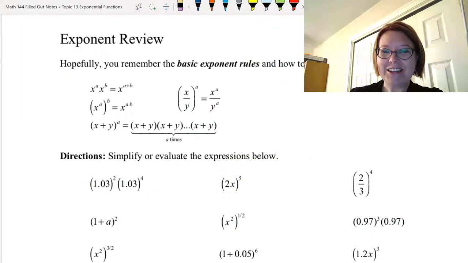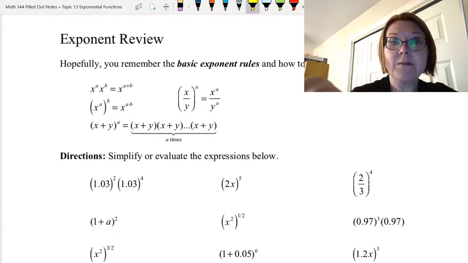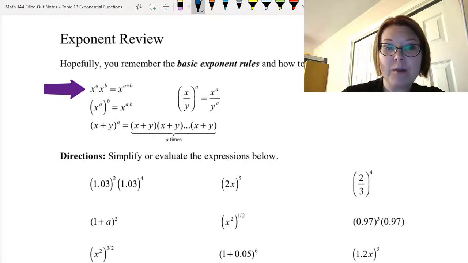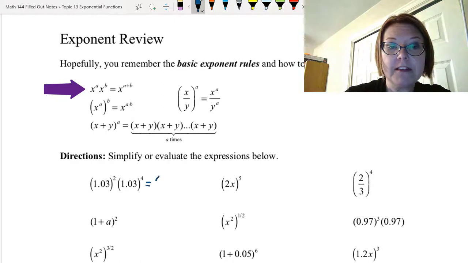Okay, we're back. Let's see how you did on these little expressions that involve the exponent rules you should already know. We'll start with (1.03)^2 times (1.03)^4. Now here, we have like bases. And so with like bases, we're going to apply that first exponent rule: x^a times x^b equals x^(a+b). So the first thing we can do here is rewrite this as 1.03 inside parentheses, and then we'll do that to the 2 plus 4 power. So that's just 1.03 to the 6th power.